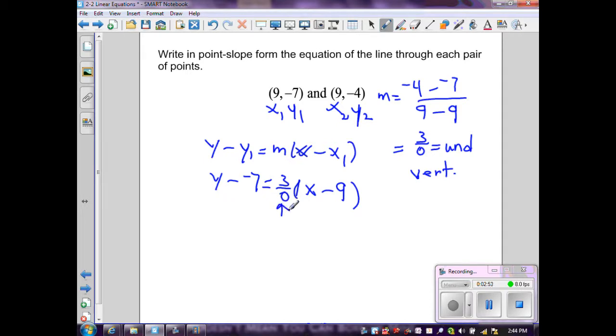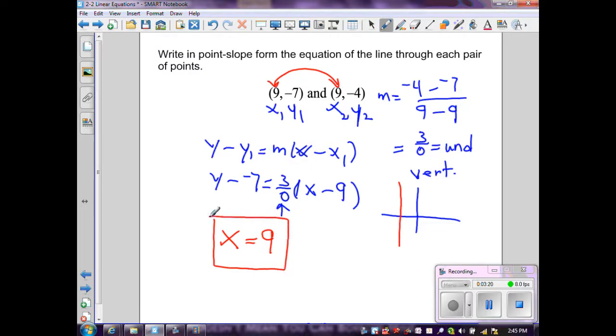So what I have to do is actually take a look at the ordered pairs. And here, I know a vertical line intersects the x-axis. Therefore, I need a value of x. But if I look at the ordered pairs, I can do that because notice both values of x in each ordered pair are the same. Therefore, I must know that x has to equal 9. And that is my equation for the problem.